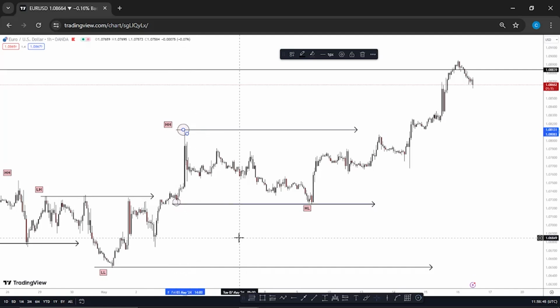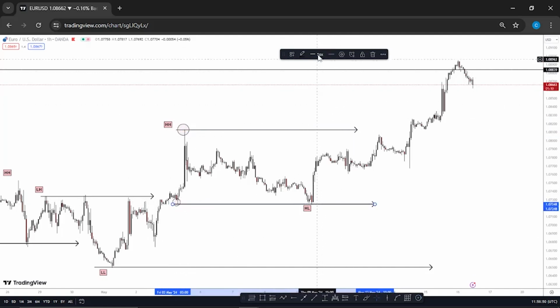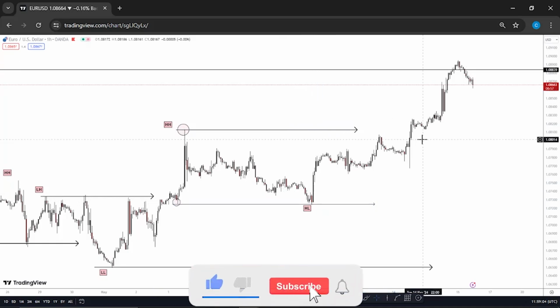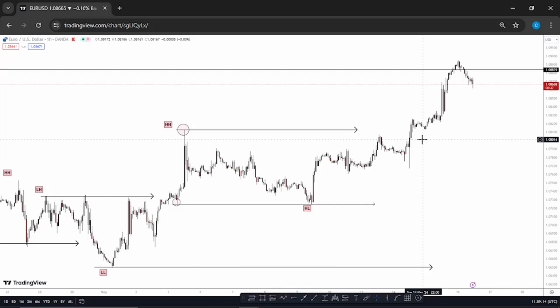Alright, so after we've identified our H1 market structures, what's the next thing we do? The next thing we do is to identify our key levels. When we have bullish market structures, the key levels you want to look out for is resistance to become support. Those are the key levels you want to look out for.